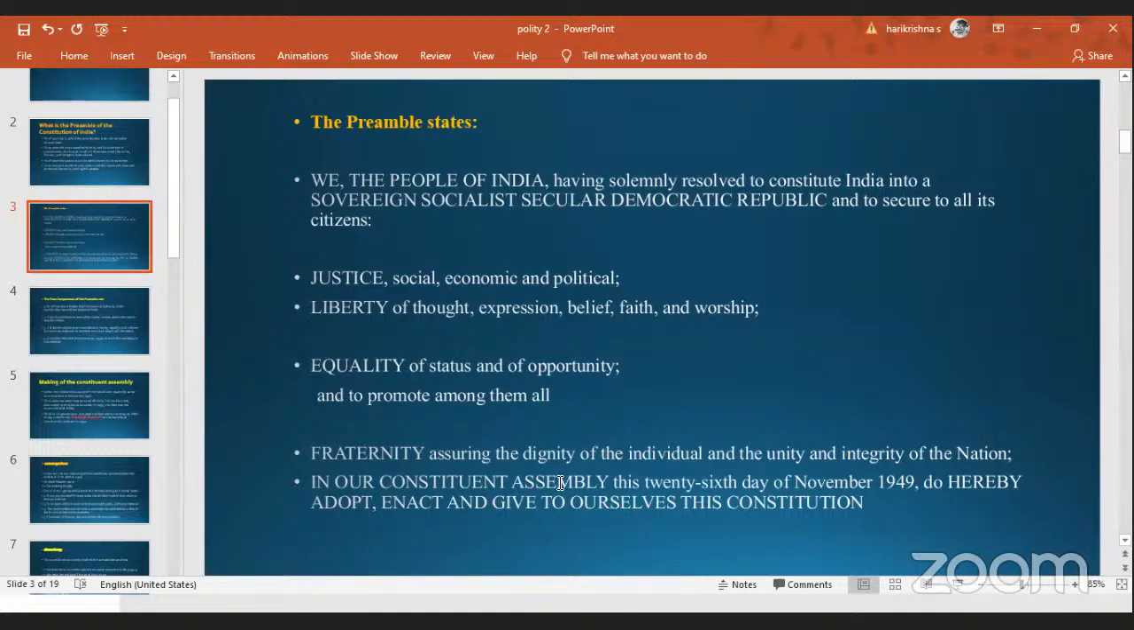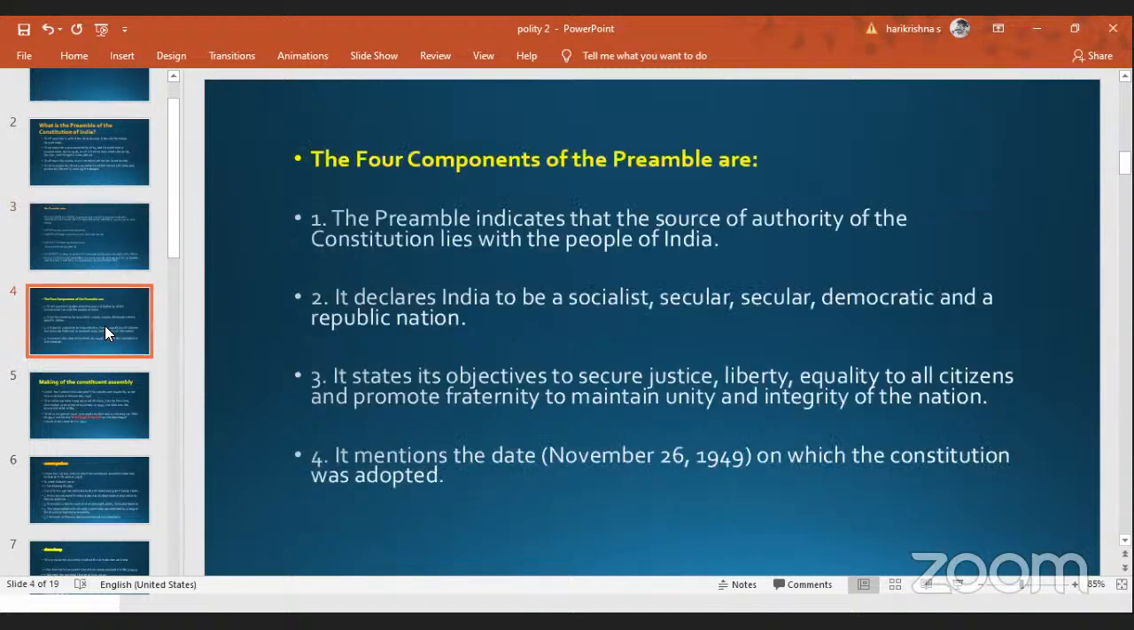Then here, the Indian Constituent Assembly adopted it on the 26th day of November 1949. Then these are the four components of the preamble. These three terms, socialist, secular, and democratic, then ensure justice, liberty, and equality. Then the date, November 26, 1949.